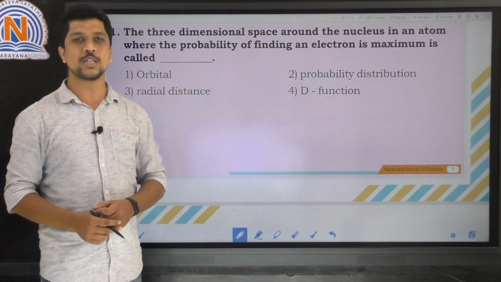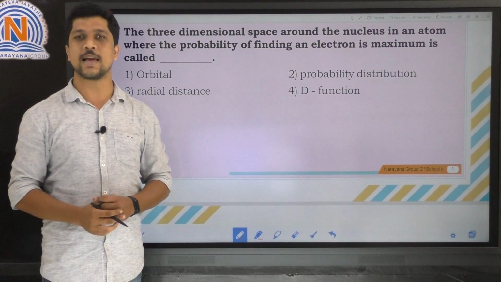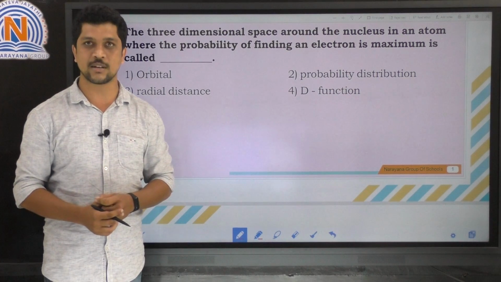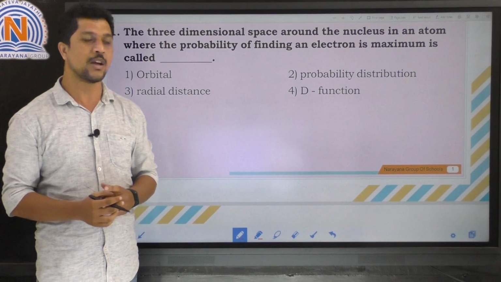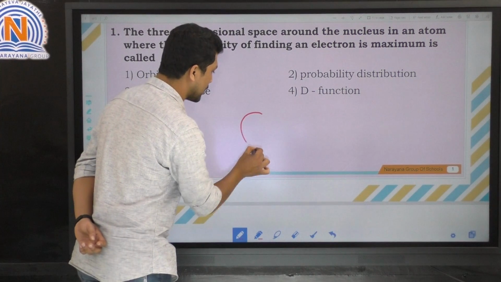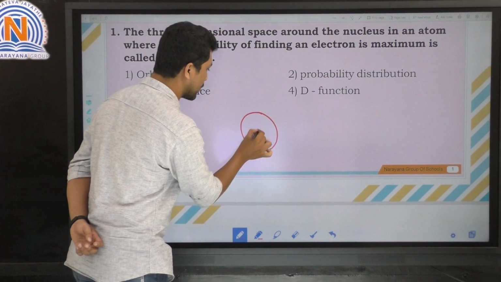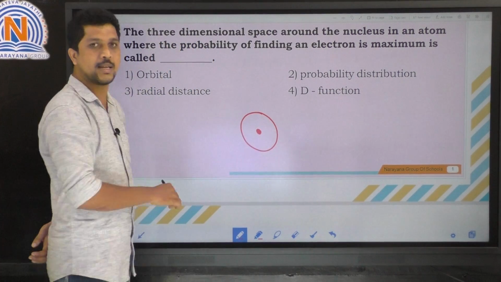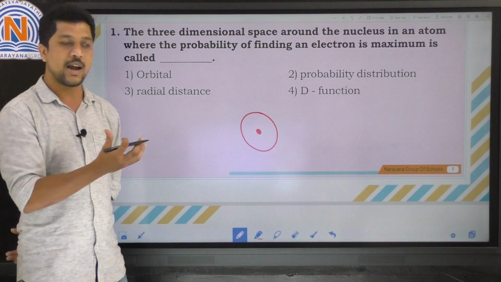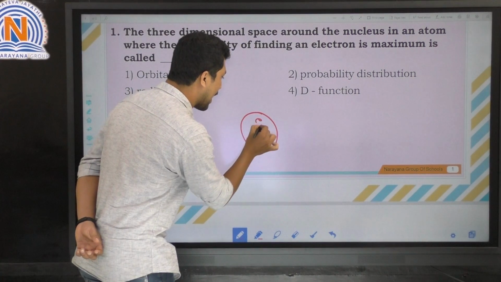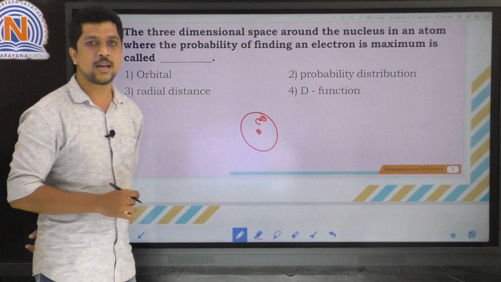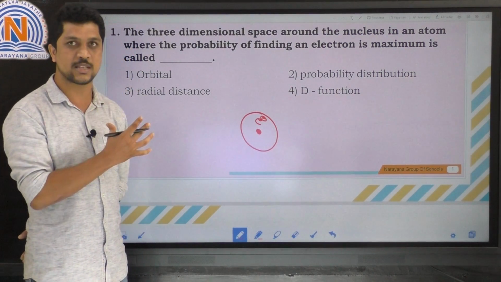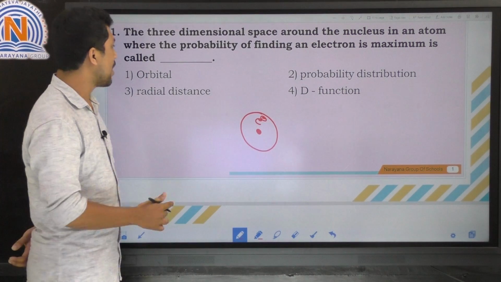Here the first question: the three-dimensional space around the nucleus in an atom where the probability of finding an electron is maximum is called, right? For example, if you take an atom, it has a nucleus, we know that, right? So around the nucleus, a three-dimensional space is there. In that space we can find the electrons. The probability of finding an electron is maximum in that space. That space is called an orbital.